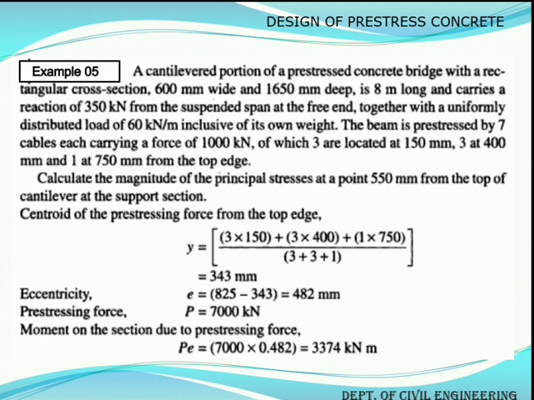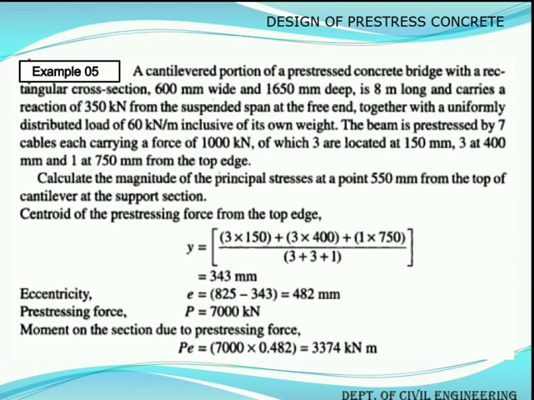So let us start with the analysis. We have to calculate the magnitude of principal pre-stress at 550 depth from the top. So this is very important. Now here a particular depth is given at which we need to find the principal stresses. So firstly, let us find the value of y, that is the CG of the pre-stressing wires.